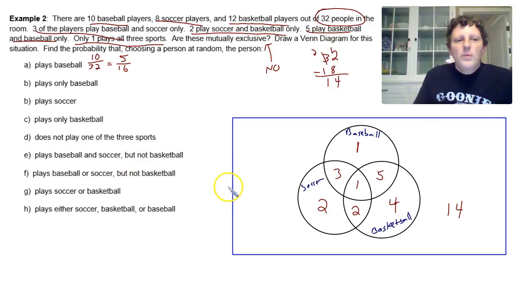Now, if they play only baseball, they can't play any other sport. So we're going to say 1 out of 32, and that does not reduce. All right, soccer would include the 2 plus the 2, 4, 5, 8, right? We knew there were 8 already up here, so 8 out of the 32. 8 out of 32 reduces to 1/4.